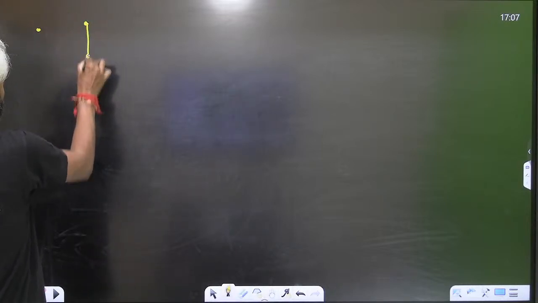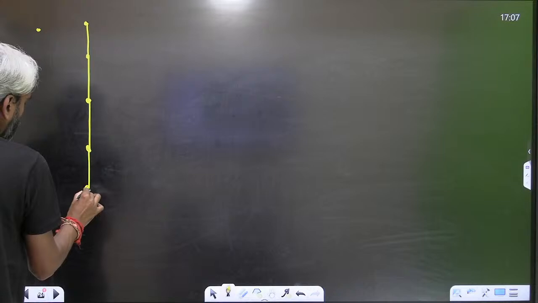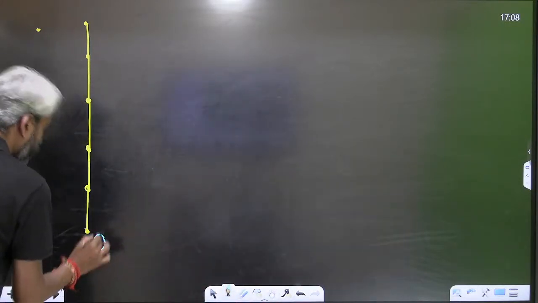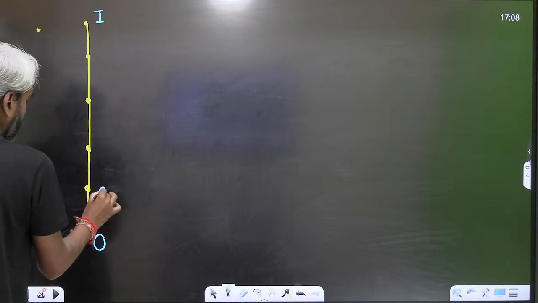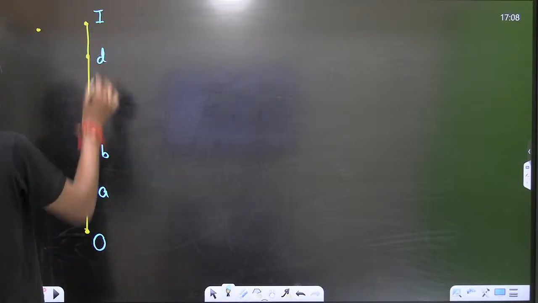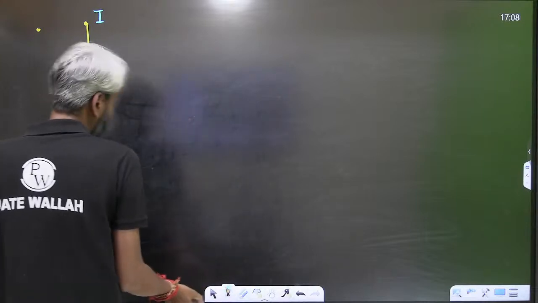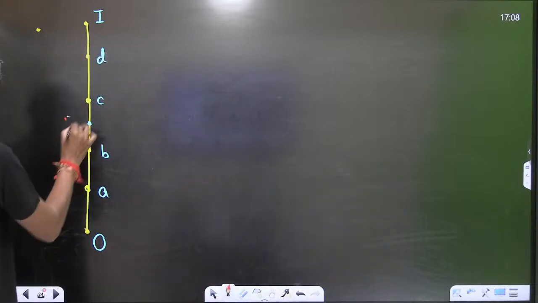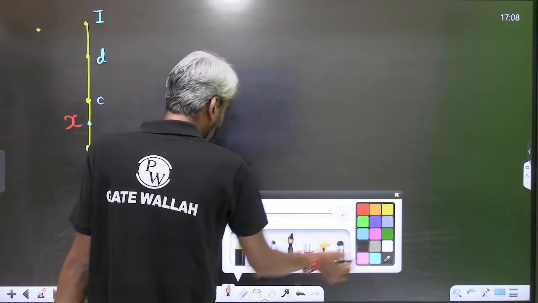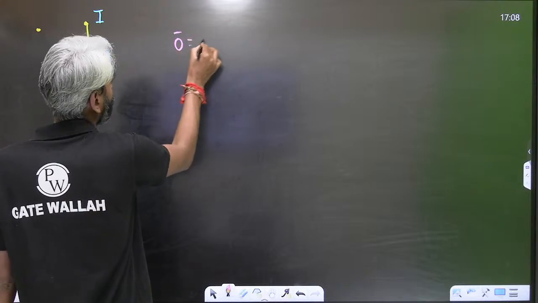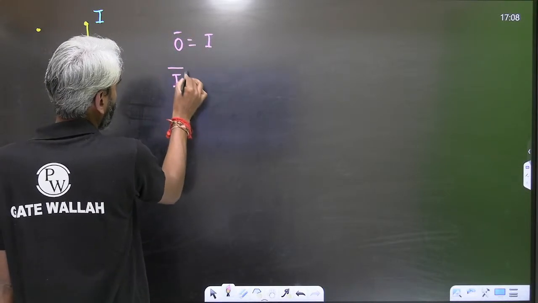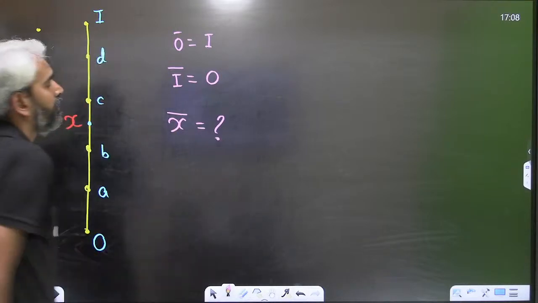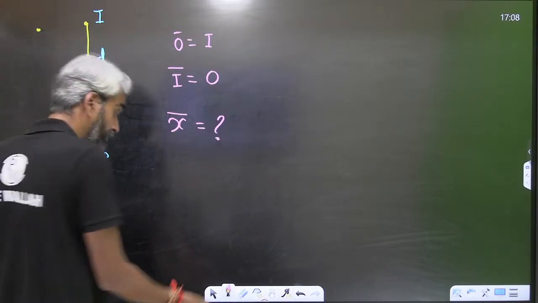Let's assume that this is your O, this is your I, and these are the elements A, B, C. And that's another element. Let's call it X. Now, one thing is guaranteed, that the complement of O will be equal to I, and complement of I will be equal to O. Now, if I ask you what will be the complement of X, please try to understand.